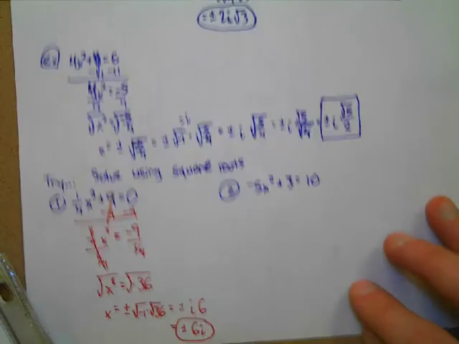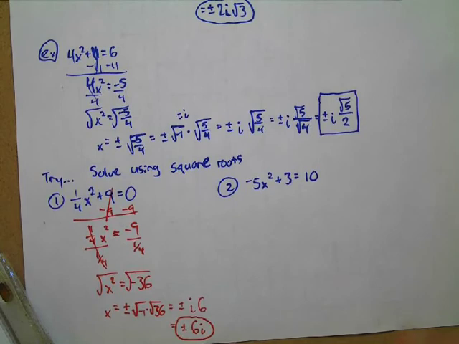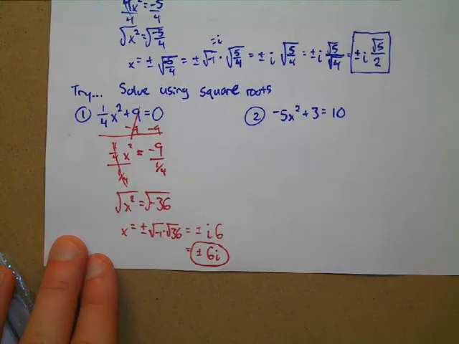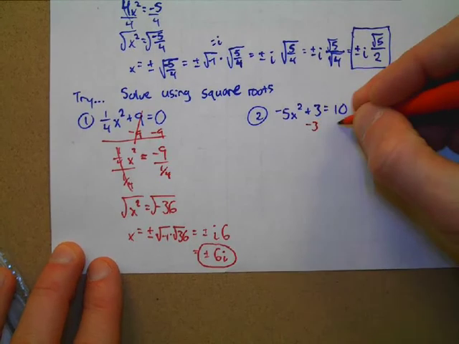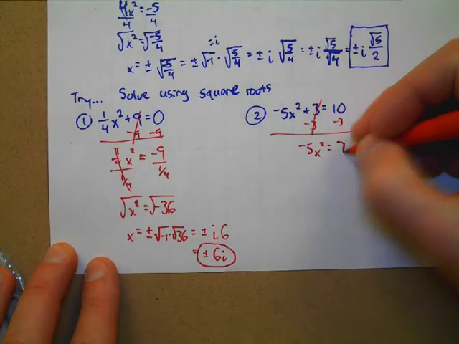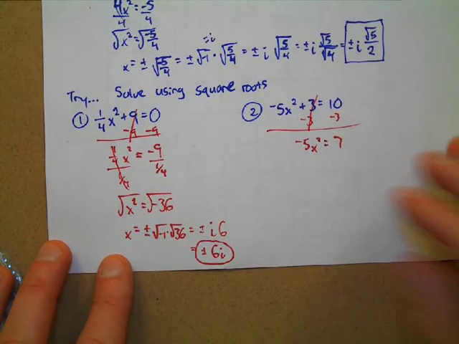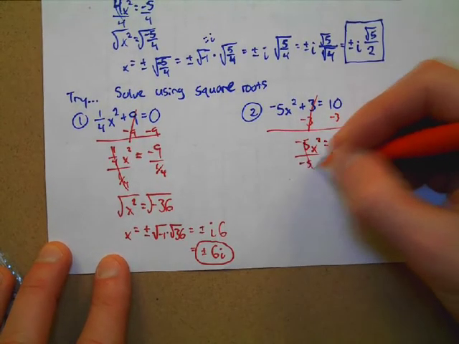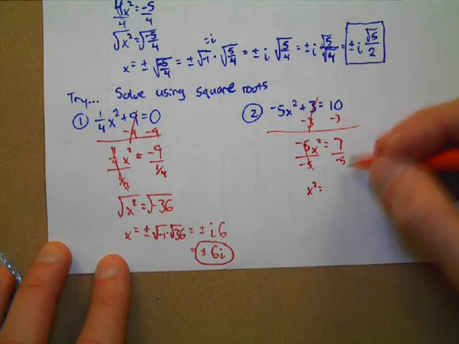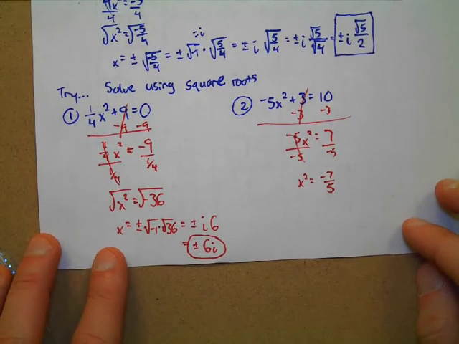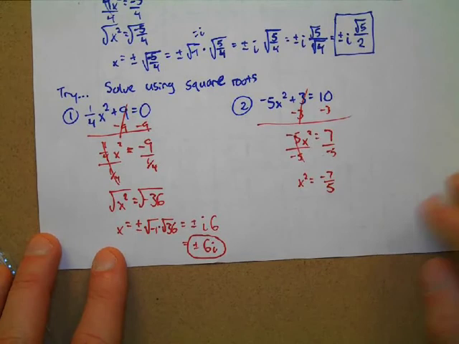All right, number 2. Let's go to Christian. Christian, number 2. What do we do here? Subtract 3. Negative 5x squared equals 7. Okay, and then divide by negative 5. Get x squared equals, so yeah, that's going to be negative 7 over 5. And then square root. You got it.